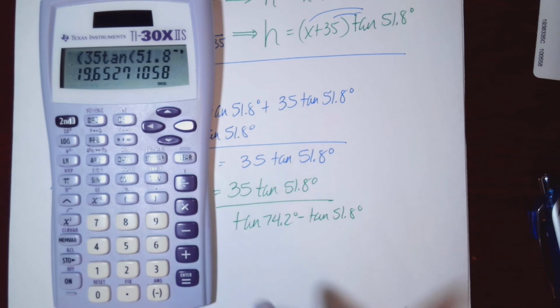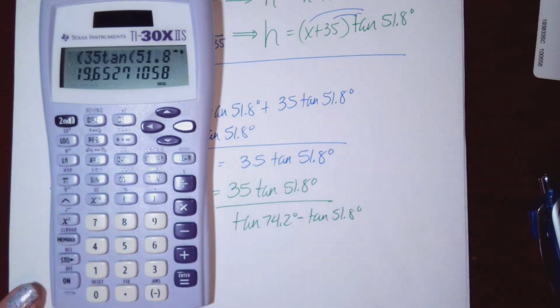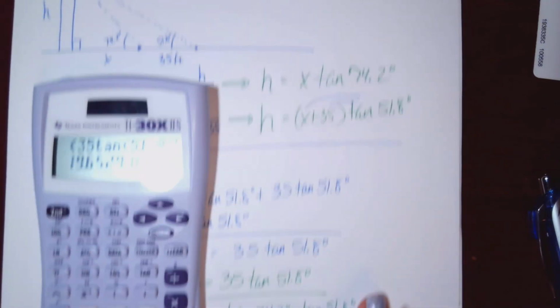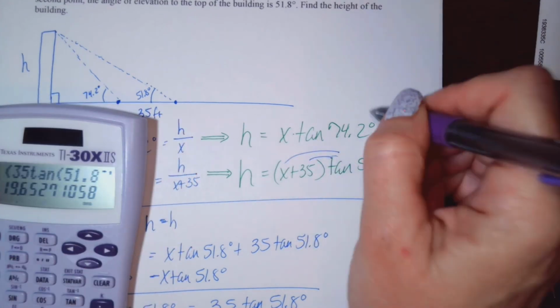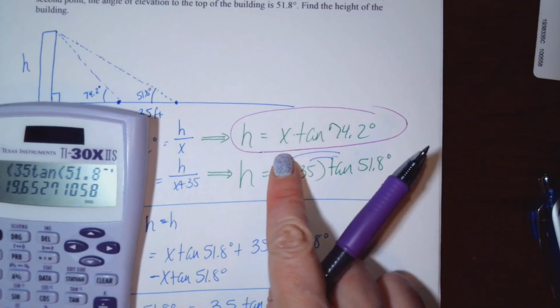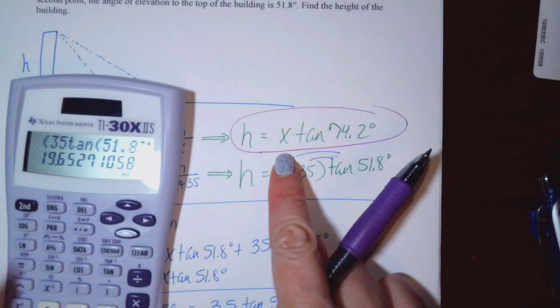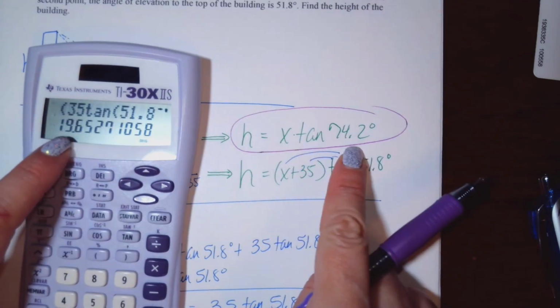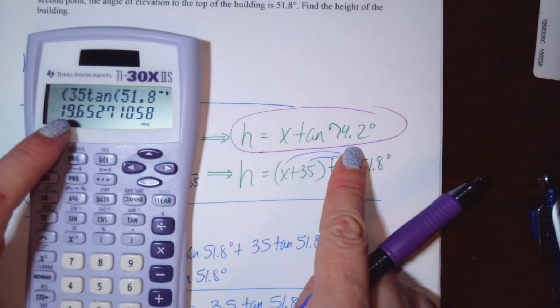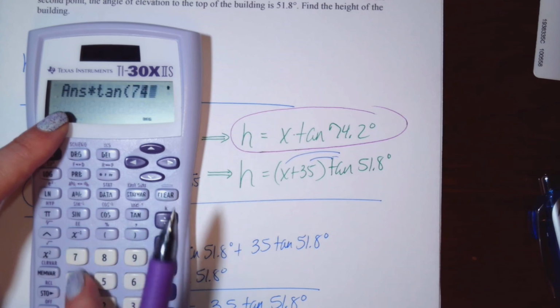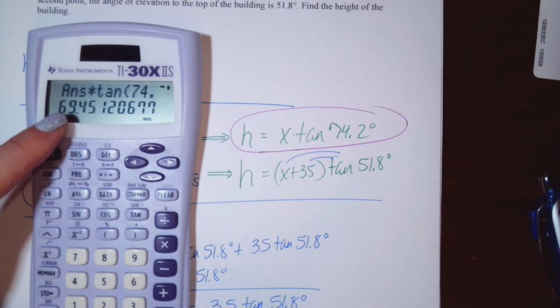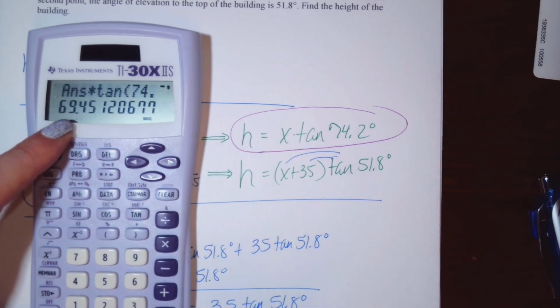And I'm going to use that to find the height of the building. Now, how am I going to use that? Well, I'm going to go back. I've got two different equations solved for the height of the building. This one's the one that's the simplest. So the height of the building is x that we just found times the tangent of 74.2 degrees. So there's my x times tangent of 74.2, and it gives me the height of the building.